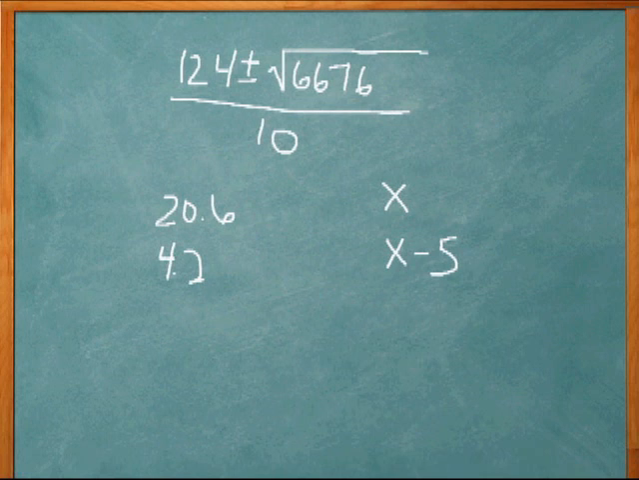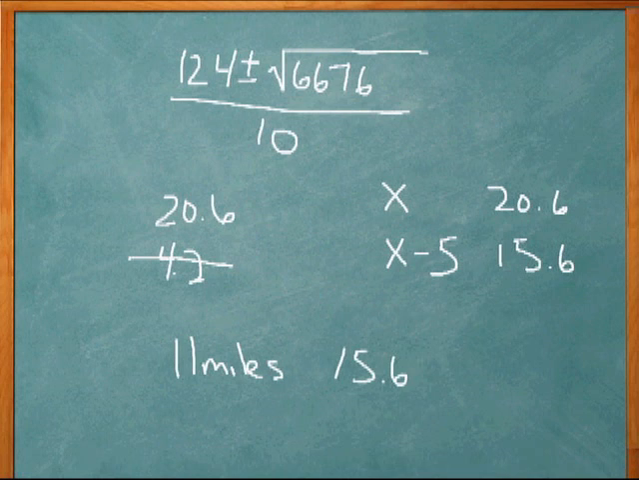Now remember, our two speeds are x and x minus 5. If we choose the 4.2, it's going to be 4.2 minus 5. It's going to give us a negative speed, so that tells us that that's not the answer. So our answer is going to be 20.6. And then we subtract 5 to give us 15.6. So during those 11 miles when he was traveling slower, he was traveling at 15.6 miles per hour.